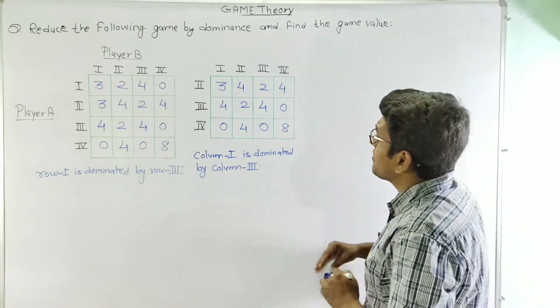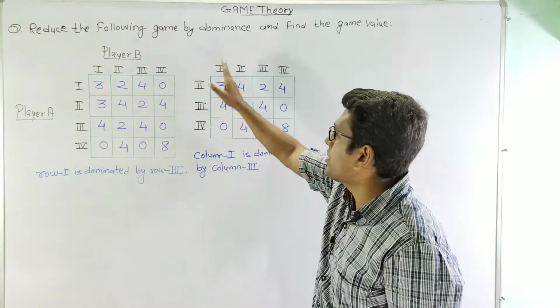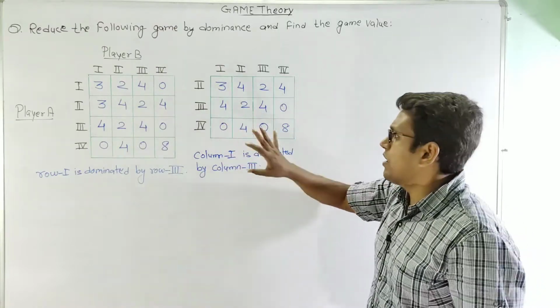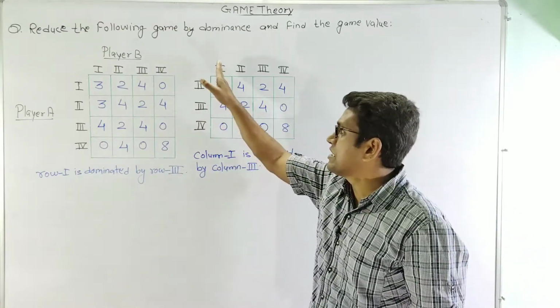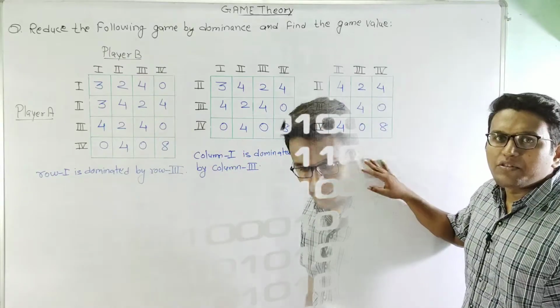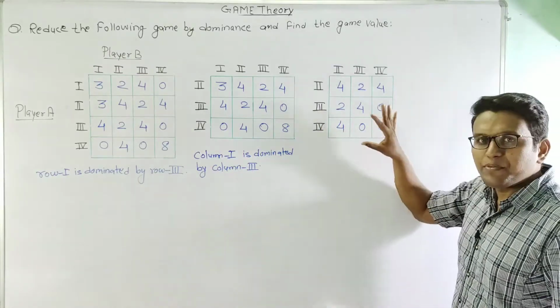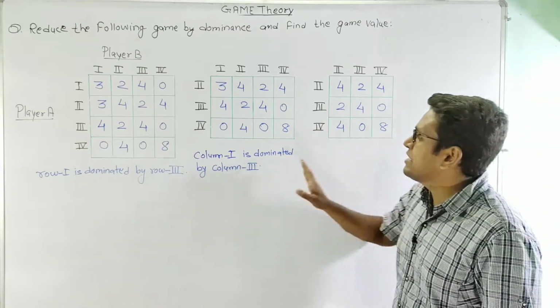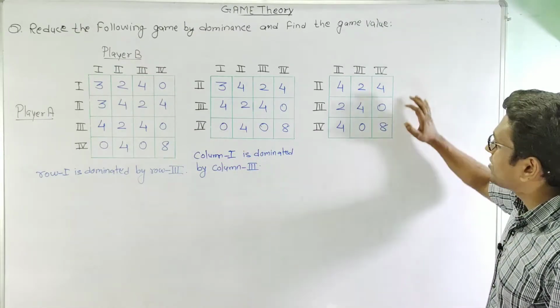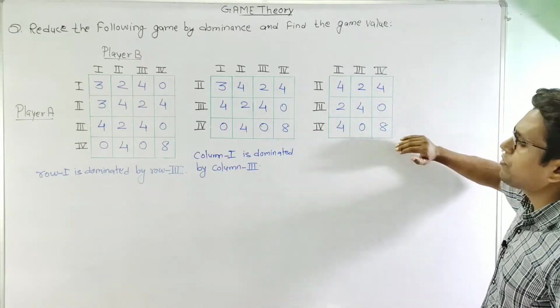Now as a result, we will eliminate column 1. Now let us see what will be the matrix after eliminating column 1. So this is our new reduced matrix after eliminating column 1. Now in this matrix also, let us compare for dominance.